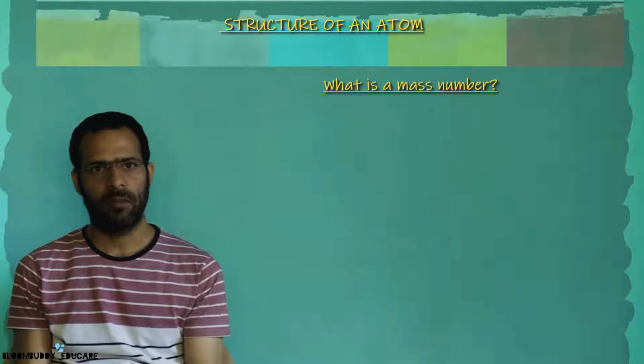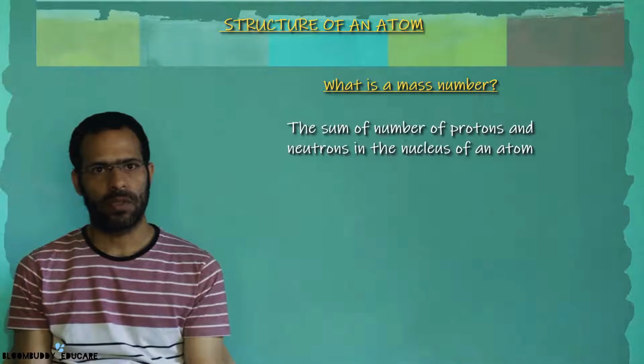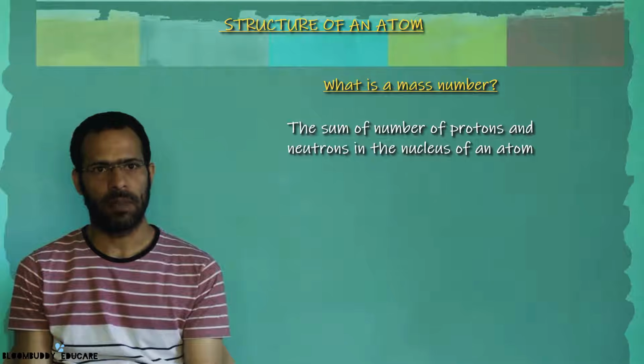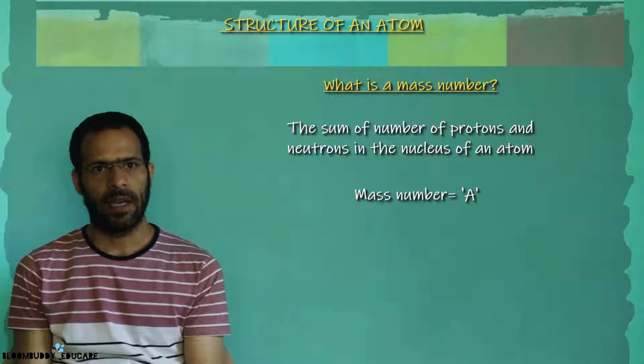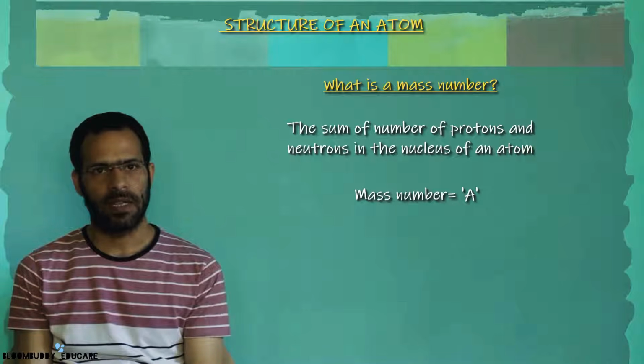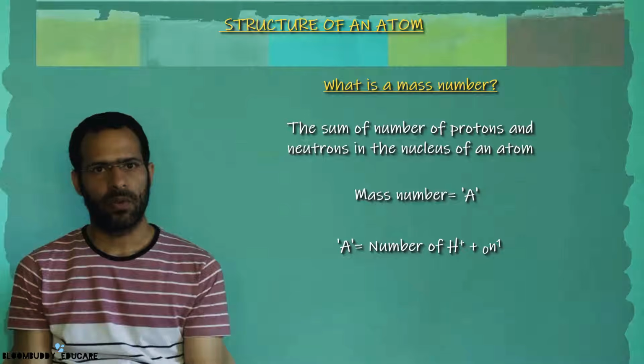Now let's see what a mass number is. The sum of the number of protons and neutrons present in the nucleus of an atom is called as the mass number. It is denoted by an alphabet A, and in simpler terms we can say that mass number is always equal to the number of protons plus the number of neutrons.